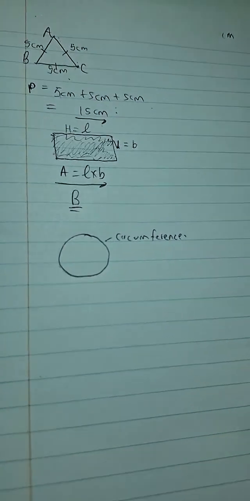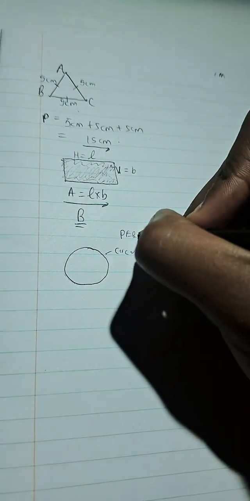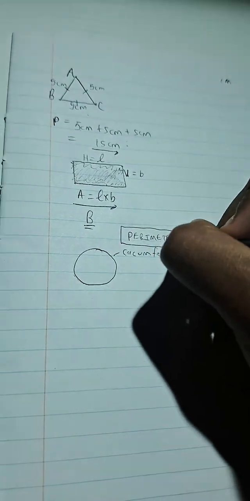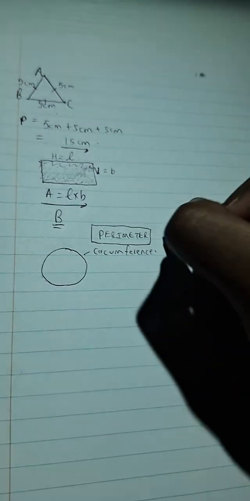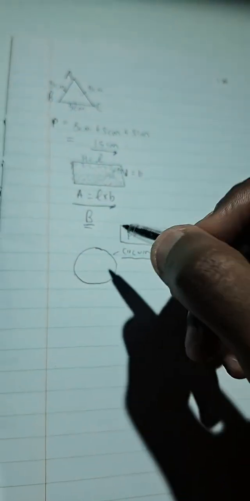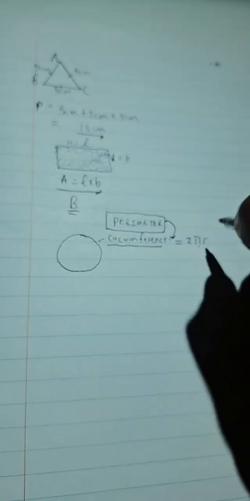Okay, but generally for all shapes, when we are talking about distance around an object or a two-dimensional shape, we refer to it as the perimeter. So the perimeter, when we talk about the circle, is called the circumference. And the formula we use is 2 pi r. If we are given the radius, we use this formula. But if we are given the diameter, we can simply use pi times d, which is the diameter.